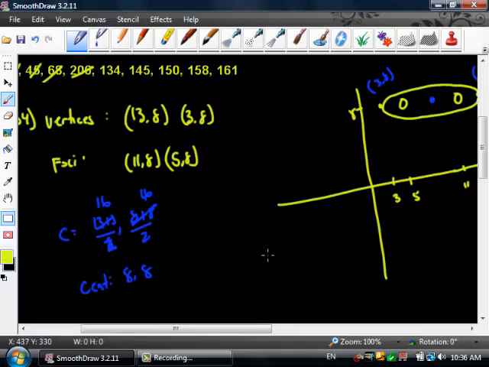Can we write out the bulk of this equation already? Yeah. Dustin, what does it look like? Not y equals, it's an ellipse, so it's going to be x equals 1. All right?